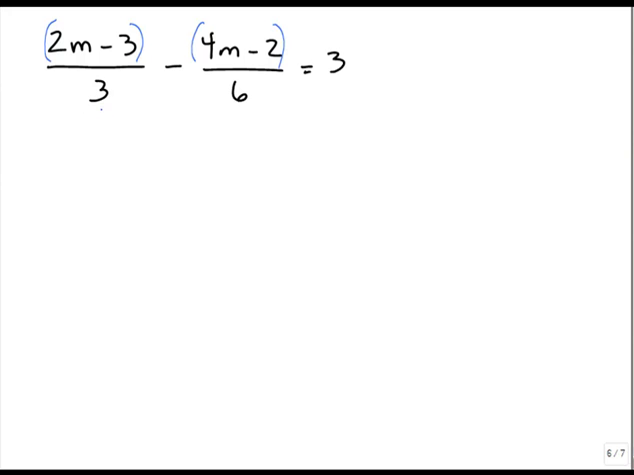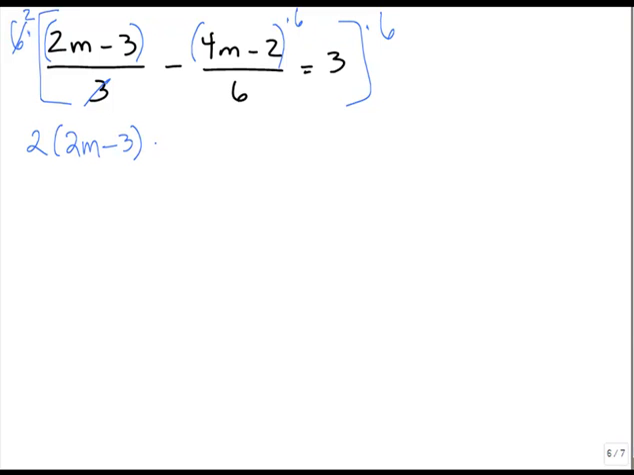So if we look at our two denominators, we have a 3 and a 6. That means our common denominator should be 6. So I'm going to multiply the entire equation by 6, the left, the middle, and the right. And when we do that, on this first fraction, remember, divide the denominator into that 6 first. So 3 goes into 6 twice. And that means we're going to have a factor of 2 left over times that entire numerator, 2m minus 3.